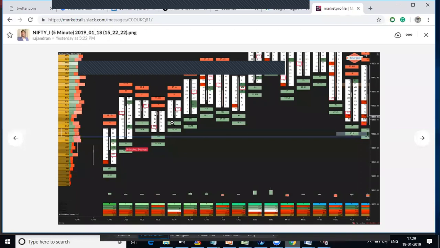Even if there is a good gap up, market has the odds of coming down till 10,905 or 10,895 levels. So we're thinking about it. Let's see Monday how it goes.